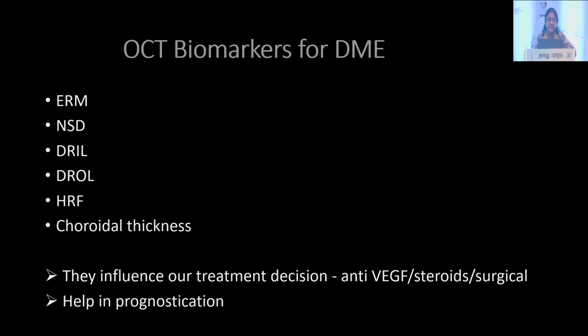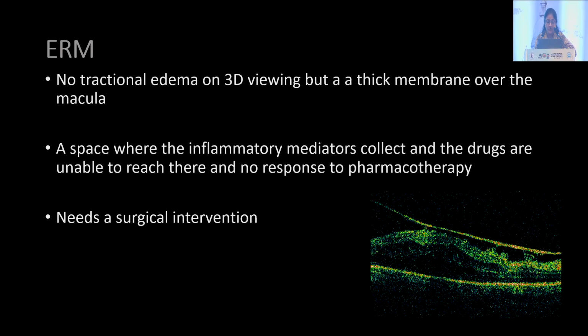We have various kinds of OCT biomarkers for DME, and the most common ones that we really assess and have a clinical implication are the epiretinal membrane, neurosensory detachment, DRIL, DROL, hyperreflective foci, and the choroidal thickness. They all are said to influence our treatment decision, whether we would like to treat our patients with anti-VEGF, steroids, or a surgical intervention. And all these biomarkers, of course, have a role to play when we want to prognosticate our patients.